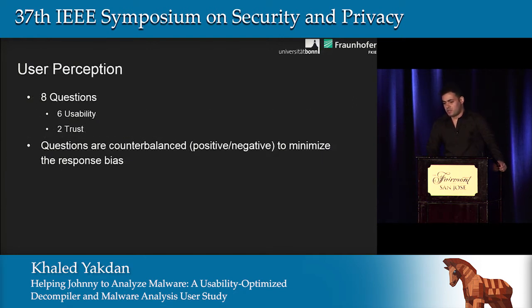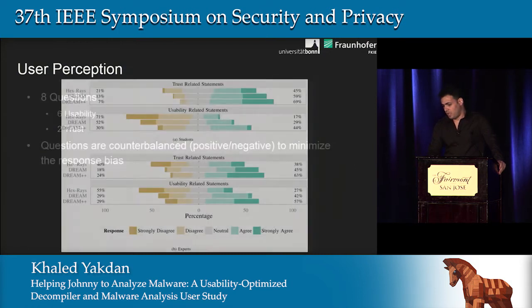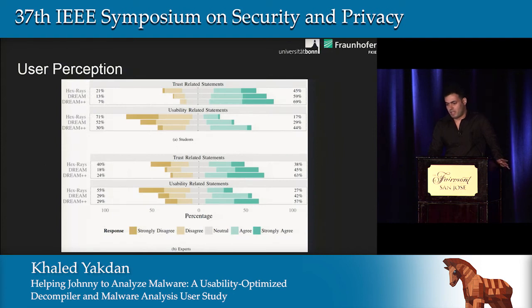And regarding user perceptions, we asked 8 questions after each task regarding the usability, like how easy or difficult the readability was, how easy it was to read the code, and two questions regarding whether the participant trusted that the decompiled code is correct. To minimize the response bias, we counterbalanced positive and negative questions. Here we show the aggregate results.